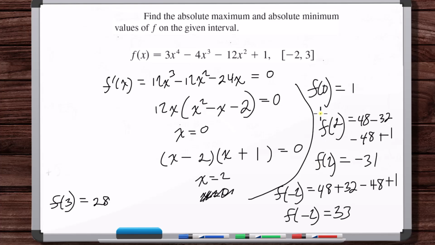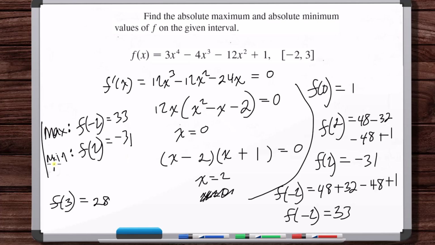Okay, so the max is f of minus 2, the min is f of 2. There we go.